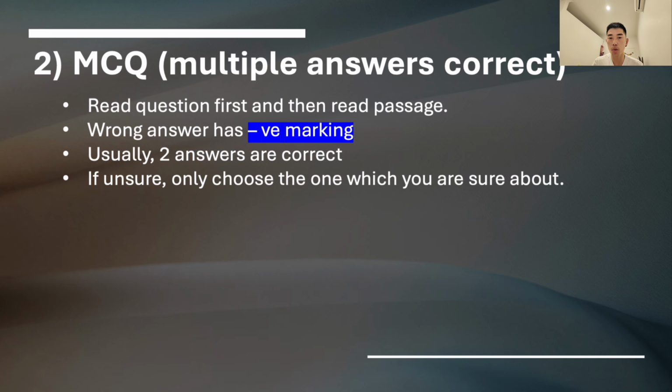Remember that there will be 2 or more answers correct in this activity, so you have to choose the answers carefully. There is negative marking for wrong answers. If you're only sure about one answer, select that and don't select the ones you're not sure about because you can lose marks.